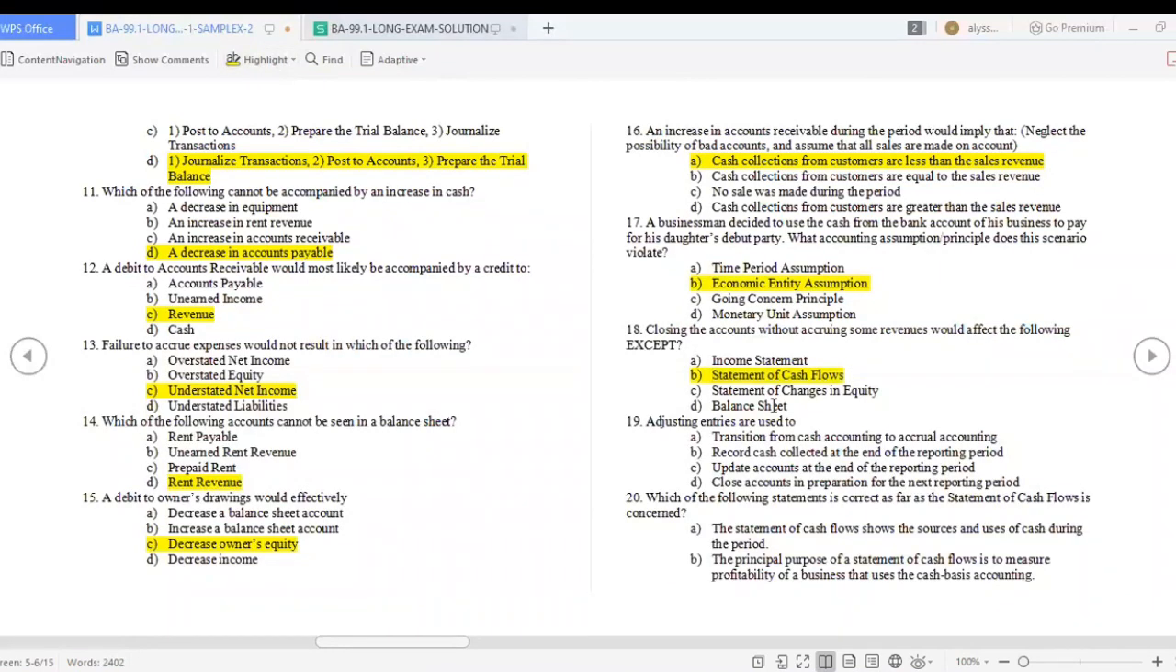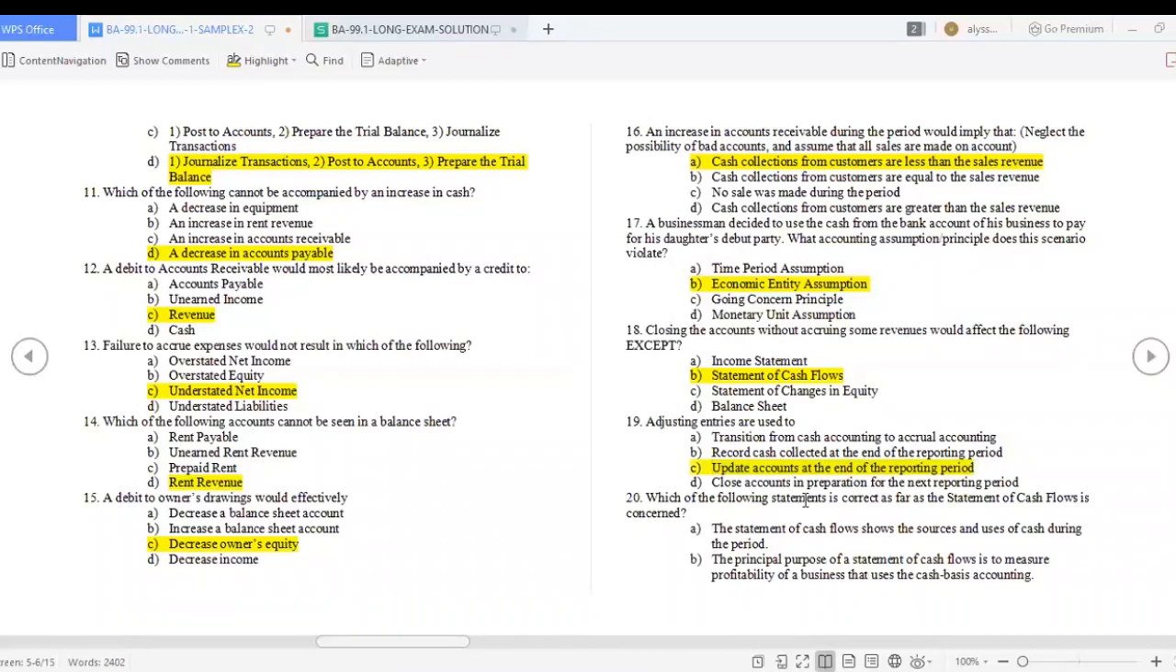Number 19. Adjusting entries are used to A. Transition from cash accounting to accrual accounting. B. Record cash collected at the end of the reporting period. C. Update accounts at the end of the reporting period. And D. Close accounts in preparation for the next reporting period. So, the correct answer here is letter C. Adjusting entries are used to update. So that's why it's called adjusting, kasi you update it at the end of the reporting period before closing.